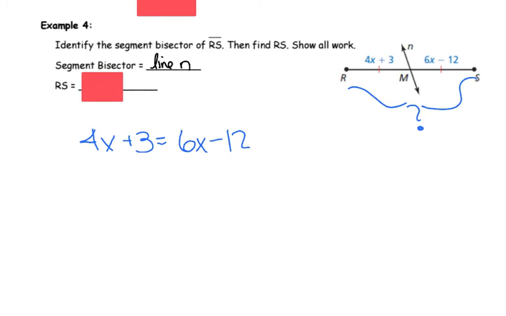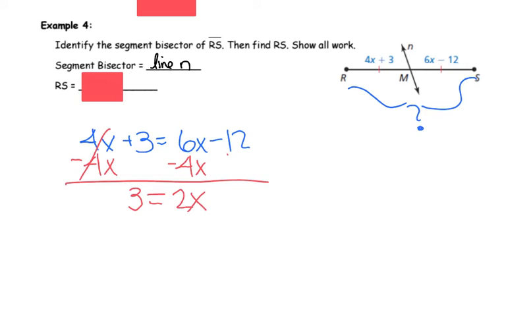Now that we know that R to M is 4x plus 3, M to S is 6x minus 12, and these two pieces are congruent to each other. So again, just like the previous problem, if they're congruent, then we can set them equal to one another. So let's solve. I'm going to subtract the 4x this time because I like to move the smaller value. They cancel out on the left side. I bring down my 3, bring down my equal sign. 6x minus 4x is 2x, and I also bring down that minus 12.